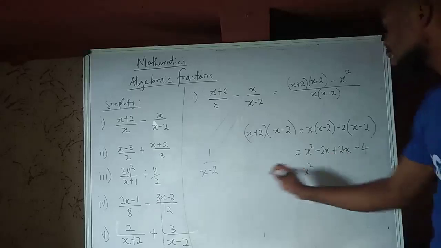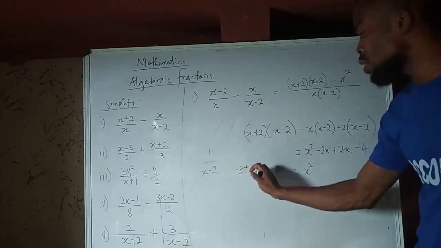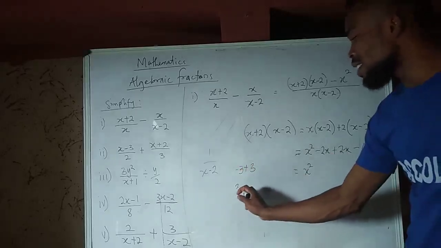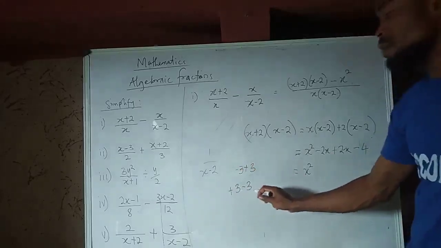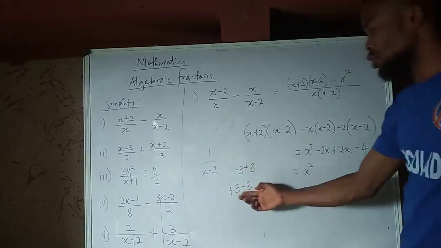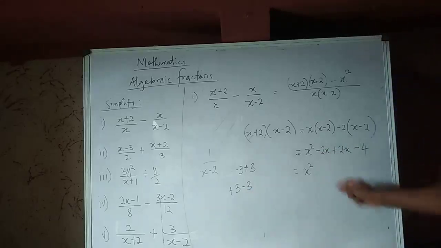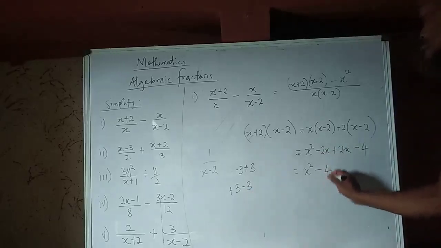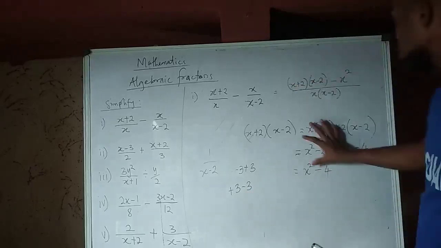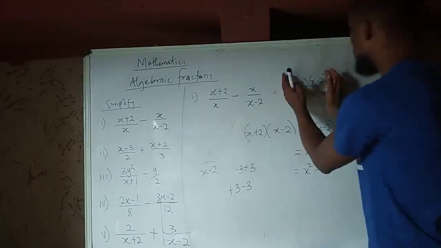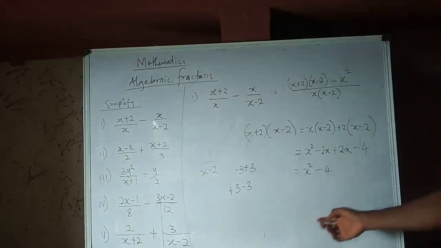Just like saying minus 3 plus 3. This is the same thing as saying 3 minus 3, or like saying plus 3 minus 3. So this is 0, right? So we have x squared minus 4. Okay, so that's what we have here. That means the whole of this multiplication is going to be x squared minus 4, right?